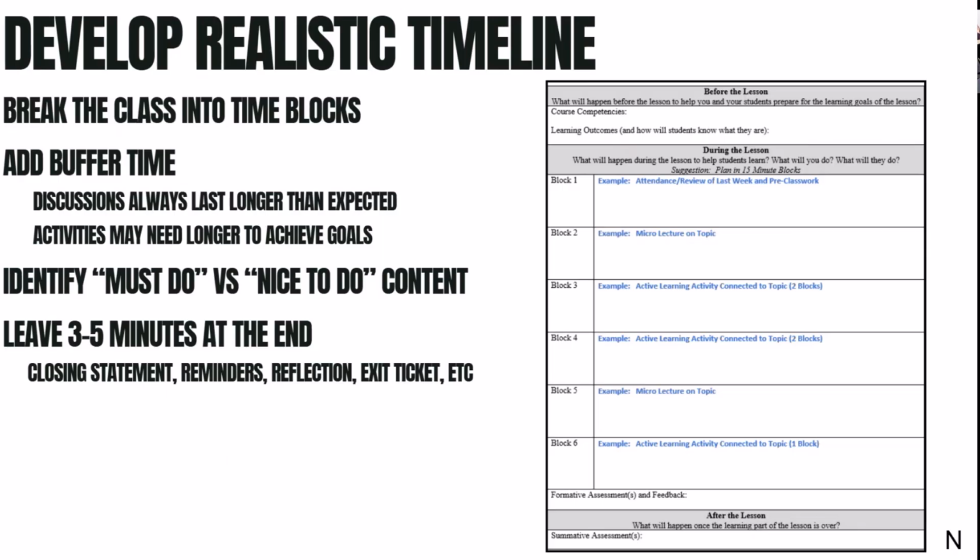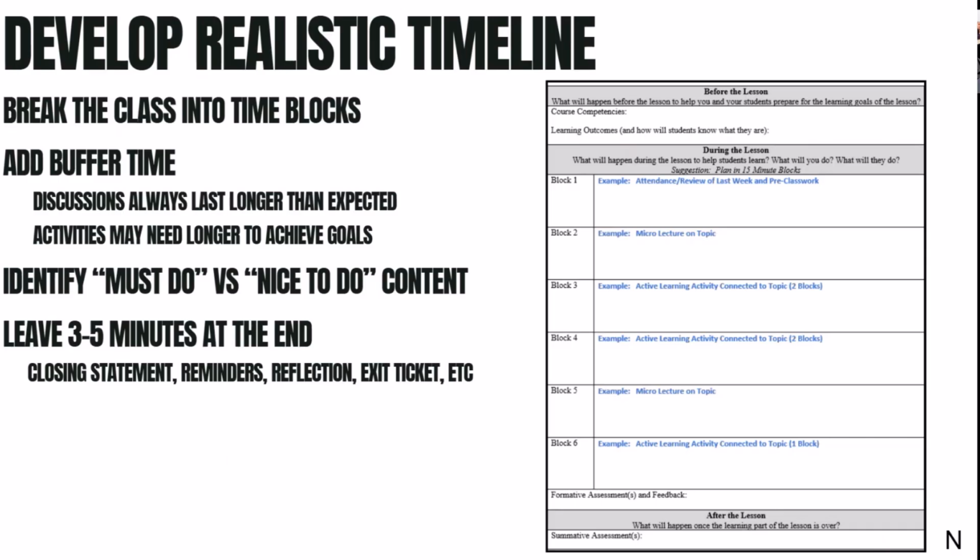You've got to develop a realistic timeline as you think about your lesson. And on the right here is what I was talking about earlier. It's a form that we use in the new faculty experience. I like to think of those blocks as 15 minutes, but I'm thinking more of the micro lecture, and then those activities could stretch out more. But I would like to consider my lesson in blocks.